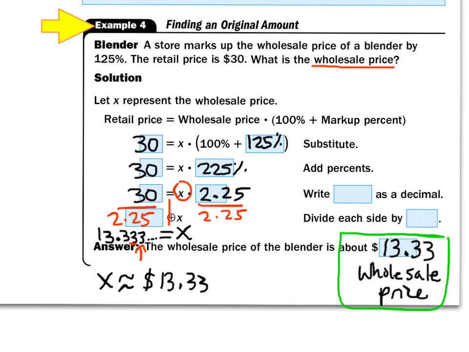Well, I circled my variable, I brought down the wall, I divided both sides by 2.25, and then I got X equals 13.3 repeating. So remember, we have to make it look like money, so go to the pennies, look at the digit next door. The 3 is not big enough to bump this second 3 up, so we round it. We'd say X is about $13.33. So we know the wholesale price, that original price that the store bought the blender for, was about $13.33.